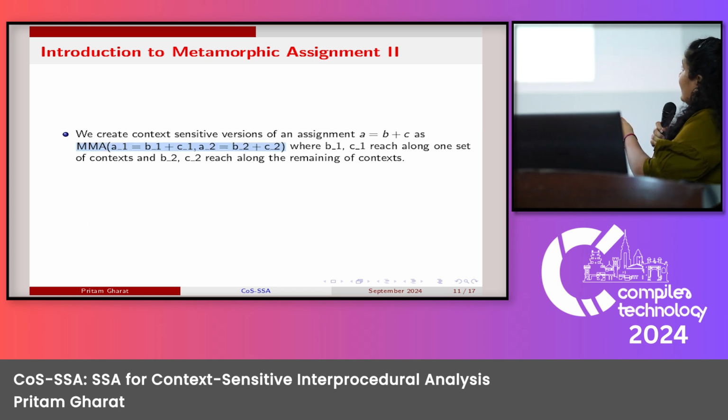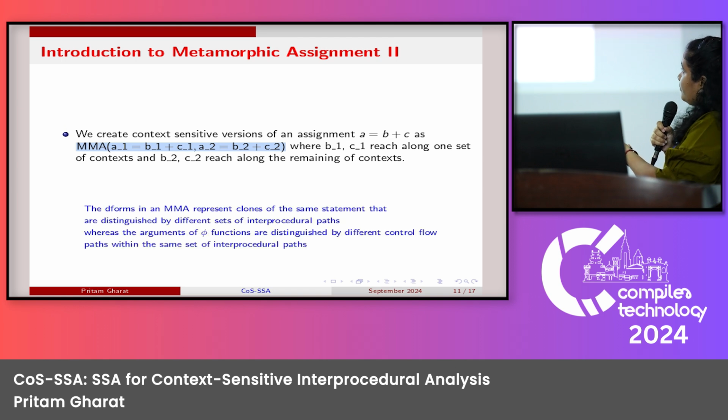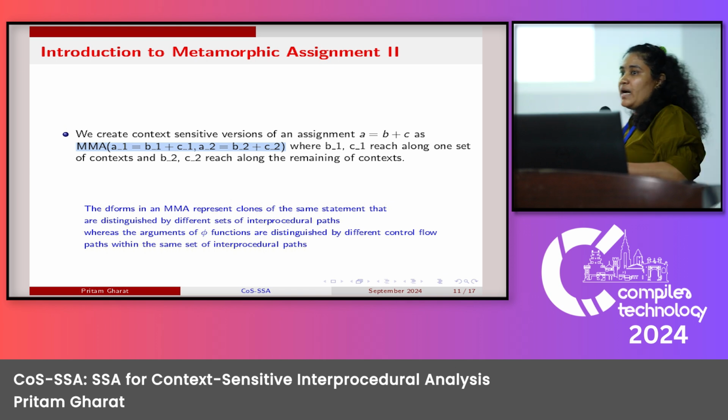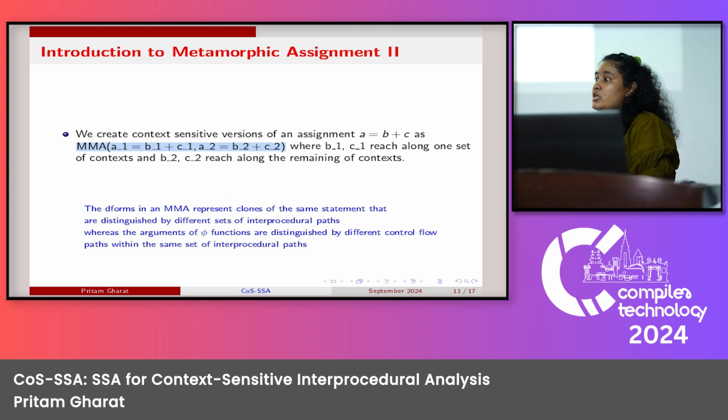So let's take an example in order to understand this. Let's say I have the assignment A = B + C. I can very well replace this assignment with a metamorphic assignment where there are 2 definitions of A, depending on B1 and C1, and B2 and C2. So B1, C1 reach along one set of contexts, and B2, C2 reach along the other set of contexts. And that's how we capture all the contexts that can reach this assignment. So the defforms in an MMA basically represent clones of the same statement, and they're distinguished by different sets of interprocedural paths. So that is what we mean by context sensitivity. We analyze this particular statement depending on what the definitions are coming along different interprocedural paths.